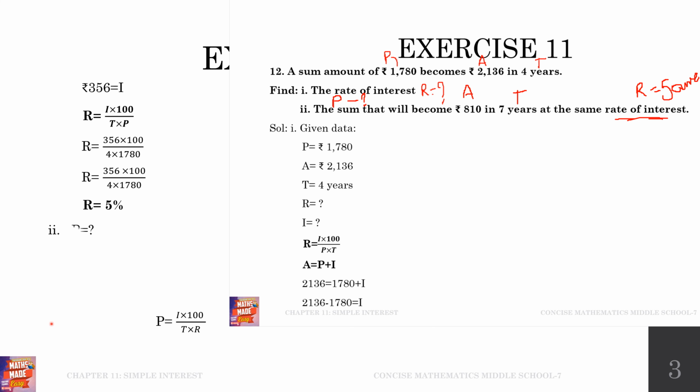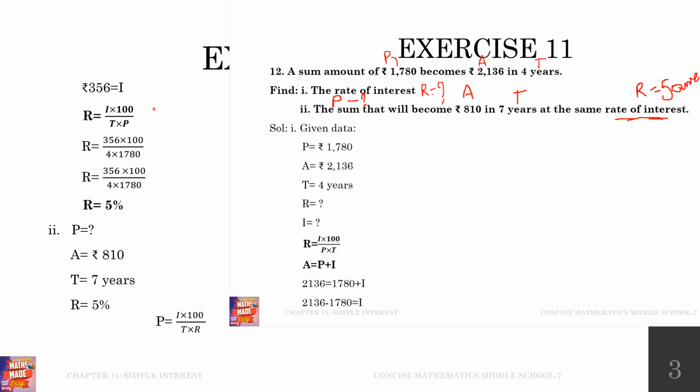So let's write the given data now. P is equal to how much? And amount is equal to 810. Time is equal to 7 years. And rate of interest is the same, so we are going to write it as 5%. Now we have to find out the P value. So this is the formula where you have to substitute. But look here, children. You have T value, R value, but you don't have I value, right? And they didn't say that the first one and second one have the same interest anywhere. So we need to find out the I value for this.